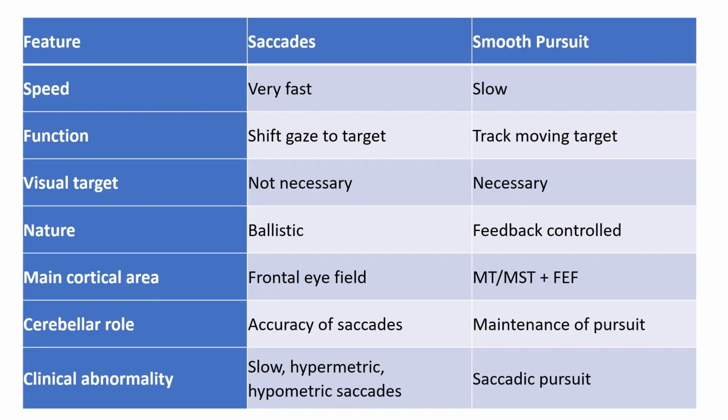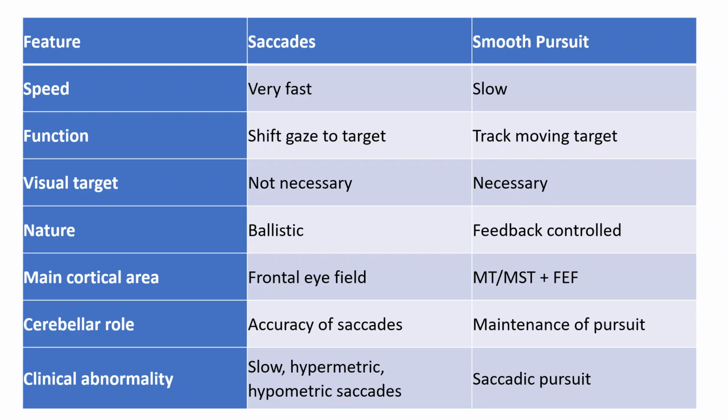Difference between saccades and smooth pursuit. The speed is very fast in saccades. Function is to shift the gaze towards the target. Visual target is not necessarily needed in saccades. Nature of movement is ballistic. Main cortical area involved is frontal eye field. Cerebellum role is accuracy of saccades. Clinical abnormality may produce slow, hypermetric or hypometric saccades.